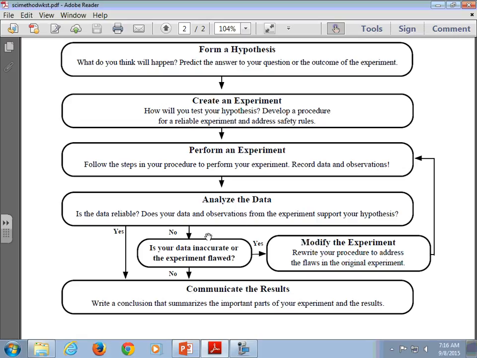If the answer is no, is your data inaccurate or the experiment flawed? This is where your sources of error come into play. If the answer there is yes, you would need to modify the experiment, rewrite your procedures to address the flaws in the original experiment, and perform the experiment again, and then do the last three steps.